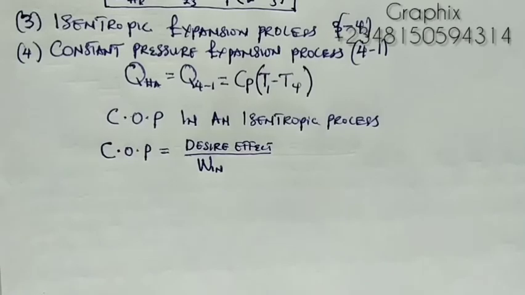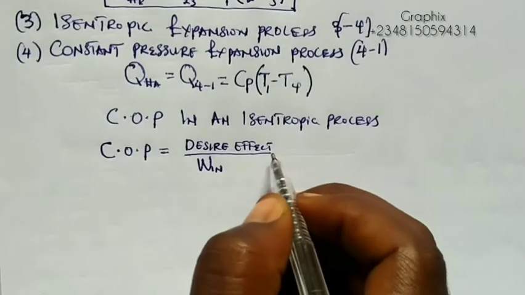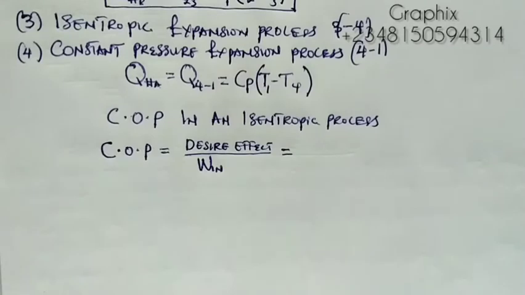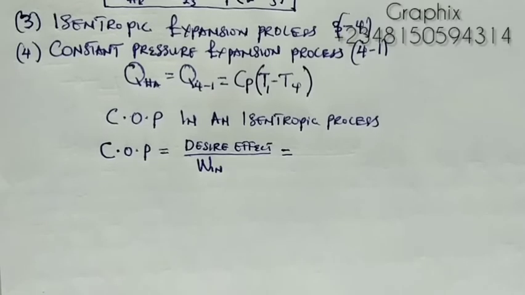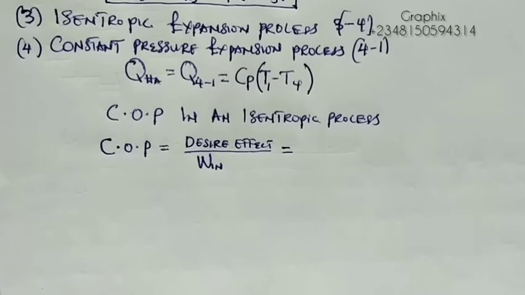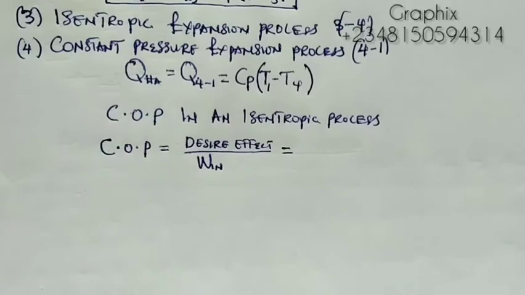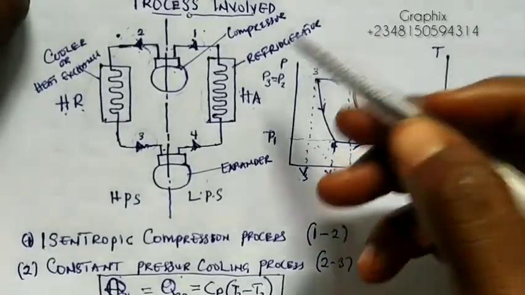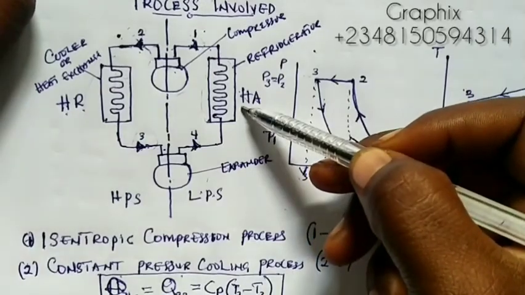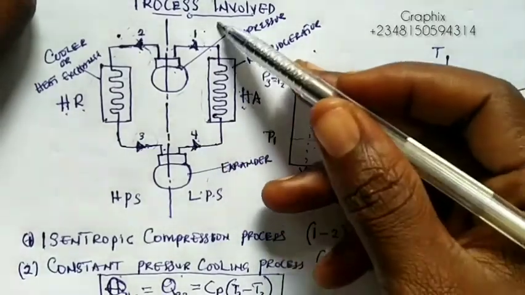In a refrigerator, we need a work input. Now, if you have a refrigerator at home, what you really want from your refrigerator is cooling, right? And the cooling happens at a low temperature. So in this case, where does the cooling happen? The cooling happens at the refrigerator, and the refrigerator is in between state 4 and state 1.